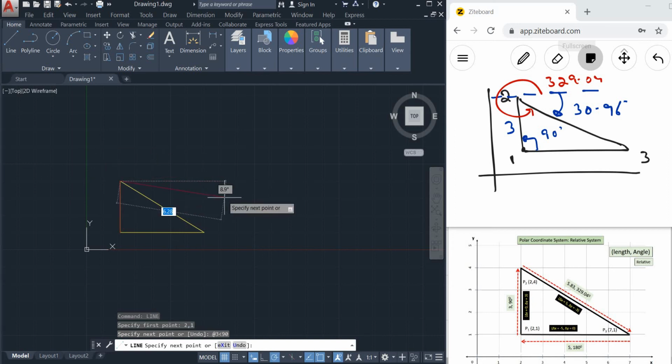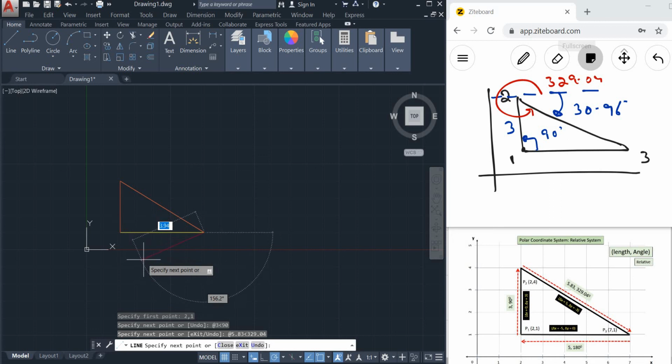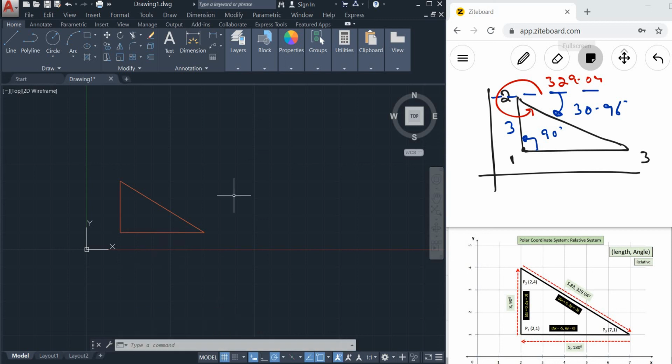For point number 3, again type @, specify the length, that is 5.83. Press angle bracket and specify the angle in the anti-clockwise direction, that is 329.04. To go back to the first point, again type @, specify the length, press the angle bracket key on the keyboard and specify the angle. In all these methods, the dynamic input was on.